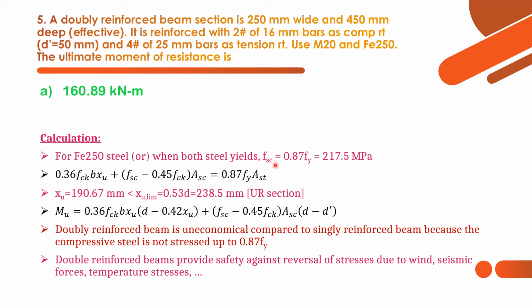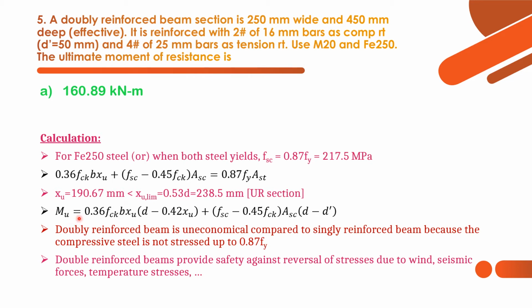In the previous question we have seen how to calculate FSC value in case both the conditions are not prevailing. If any of these conditions like Fe250 steel is used, or when both compression and tension steel are yielding, then FSC, that is the stress in compression steel, shall be nothing but 0.87 Fy. So here Fy is 250. 250 into 0.87 gives 217.5 megapascal or Newton per mm squared. So simply we can calculate FSC value. Now let's move on to the moment of resistance and how to calculate that.